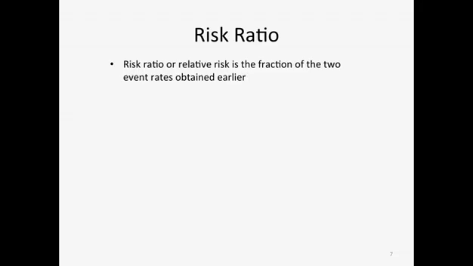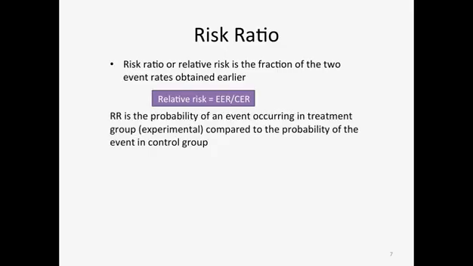As we have two risk values, we may as well calculate a ratio from them. Risk ratio or relative risk is the fraction of the two event rates obtained earlier. Relative risk or risk ratio, RR, is given by EER divided by CER. It can be interpreted as the probability of an event occurring in the treatment group, that is the experimental group, compared to the probability of the same event in the control group, that is the placebo group. From the 2 by 2 table, this is given by A over A plus B divided by C over C plus D.